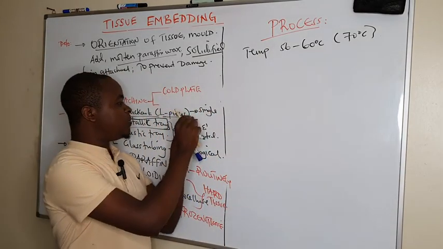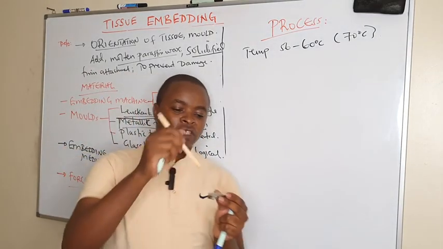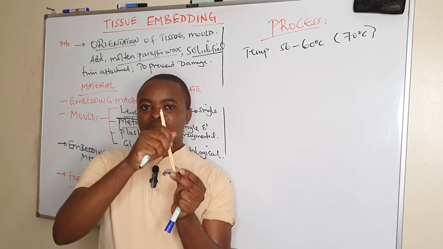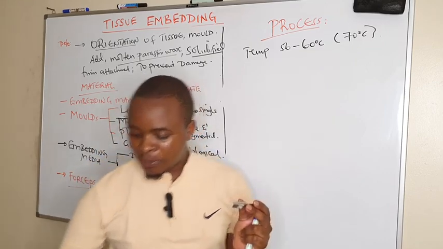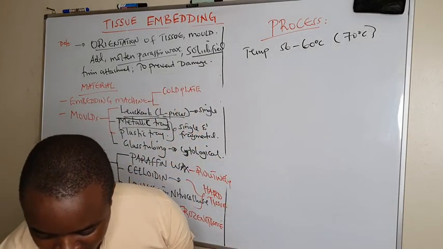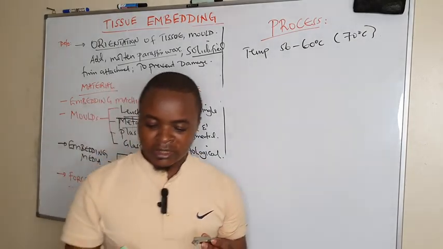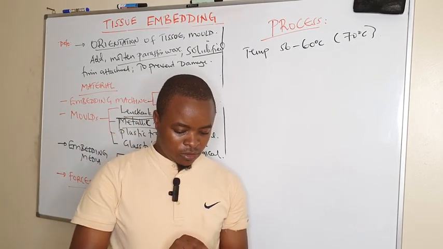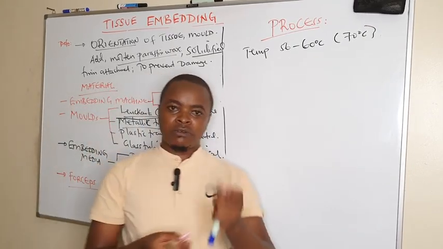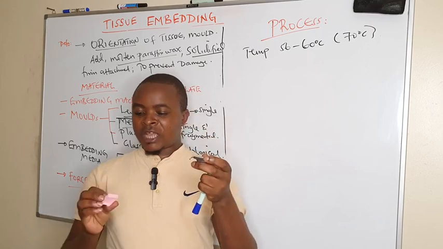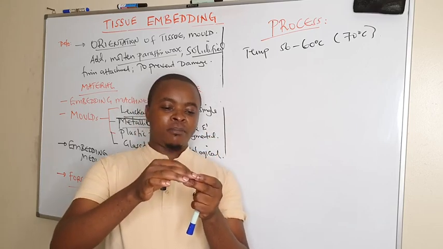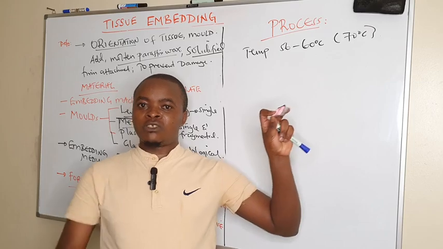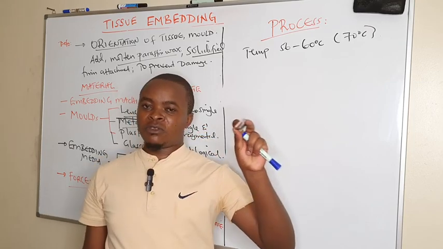After bringing it to the cold plate, that's when we shall firmly attach the tissue on the surface of the mold as it is cooling. Then later, we bring the bottom of the cassette. So if this was our tissue cassette, after removing the tissue, the tissue is already oriented at the cold plate, so we come and put the bottom of the labeled tissue cassette. We place it on the mold, which is already half filled with the molten paraffin wax.